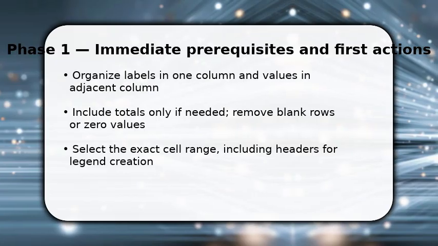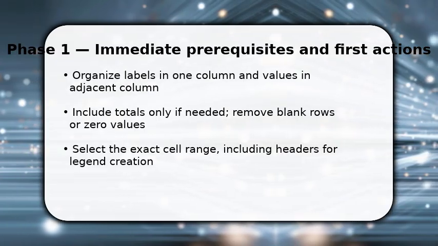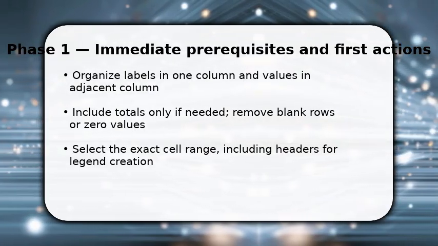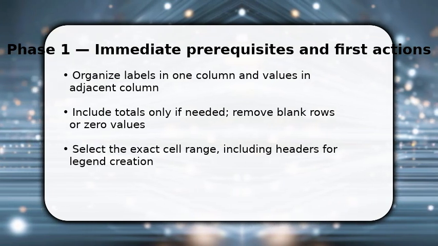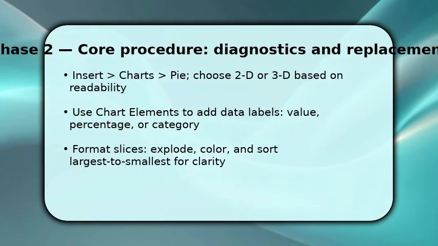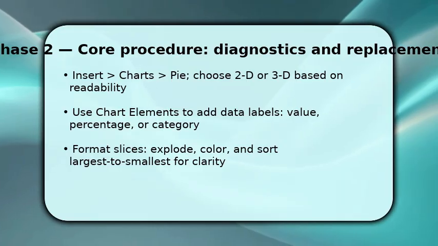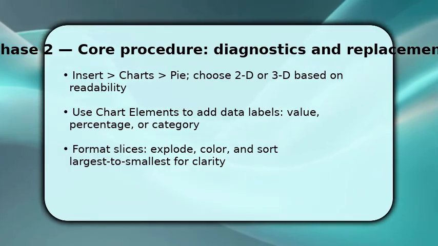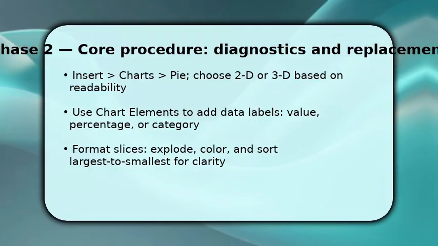This first step matters. Proper selection controls slice labels, percentages, and the legend, and prevents manual relinking later when you edit the chart. You now insert the pie. Go to Insert, choose Pie Chart, and pick a 2D or 3D style. 2D is usually clearer for percentage reading.